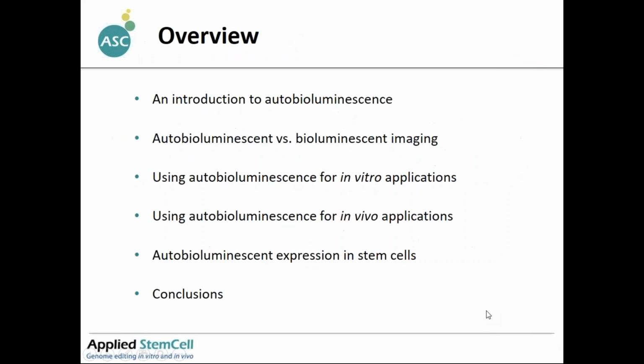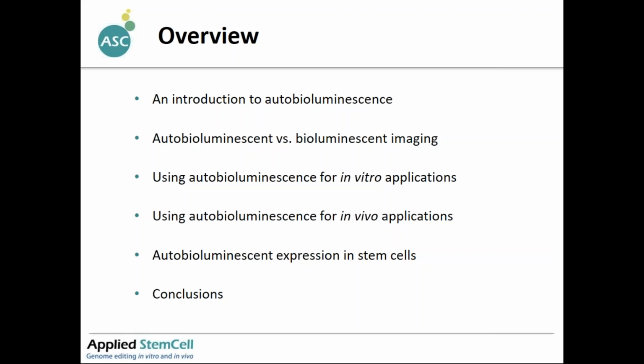Before we get started, I'd like to give you an outline of the topics that will be covered today. I will start with a brief introduction to autobioluminescence, explaining what it is, where it comes from, and its adaptation for function in human cells. Then I will move on to the comparison of the novel autobioluminescent technology with the traditional bioluminescent imaging technology that you're probably already familiar with.